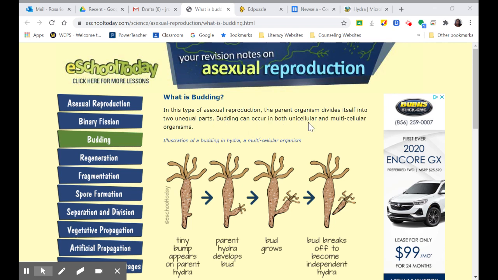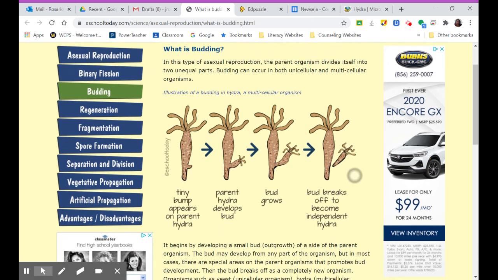Budding can occur in both unicellular and multicellular organisms. So if something is unicellular, that means it has one cell. If it's multicellular, then it means it has many cells. So this is an illustration, a picture of the hydra. Now, the hydra is usually found in ponds. And so this is a type of multicellular organism. Okay. And so you will actually be watching a video about budding with the hydra today as well.